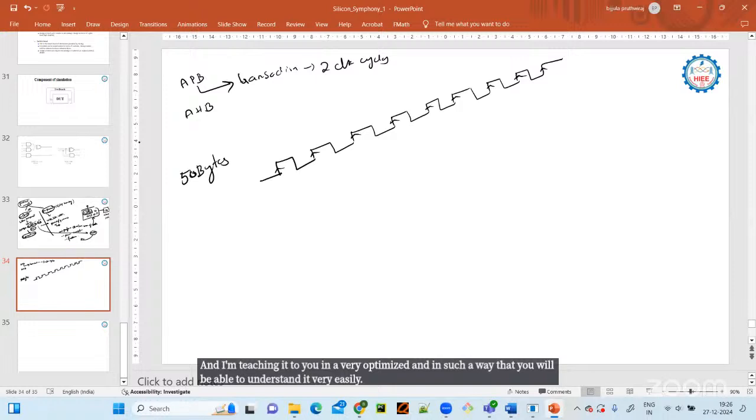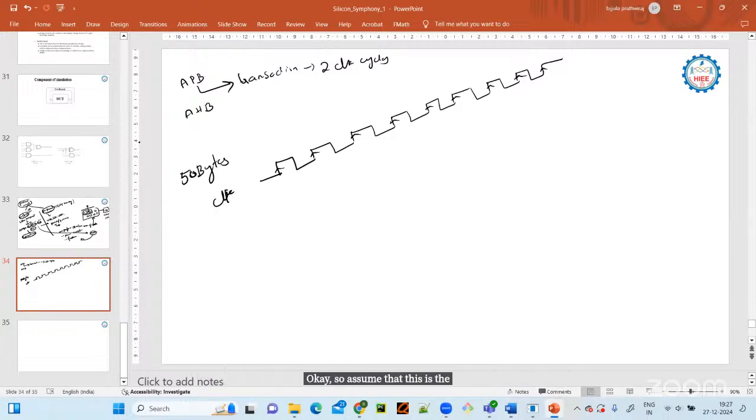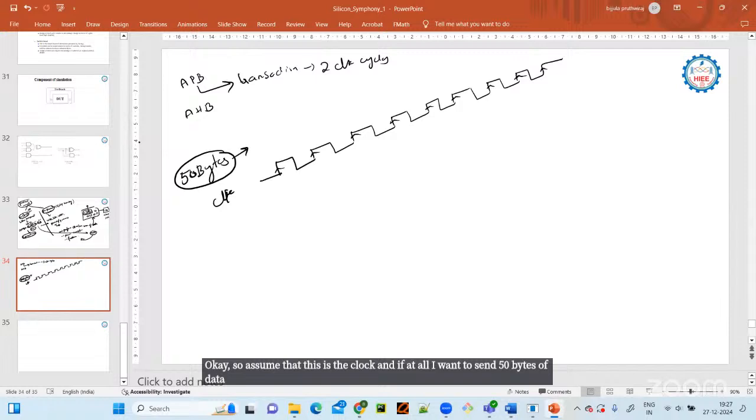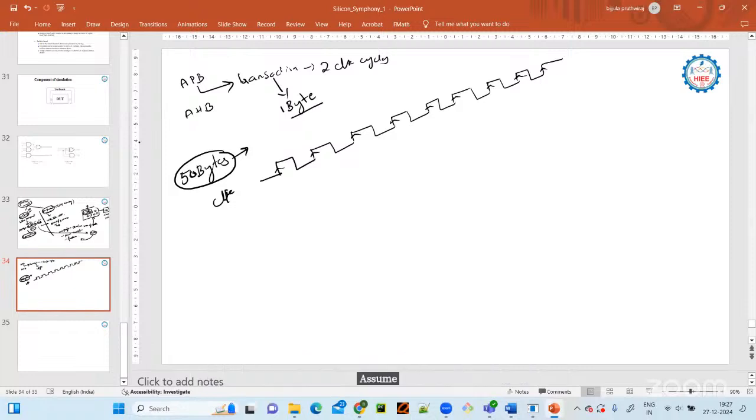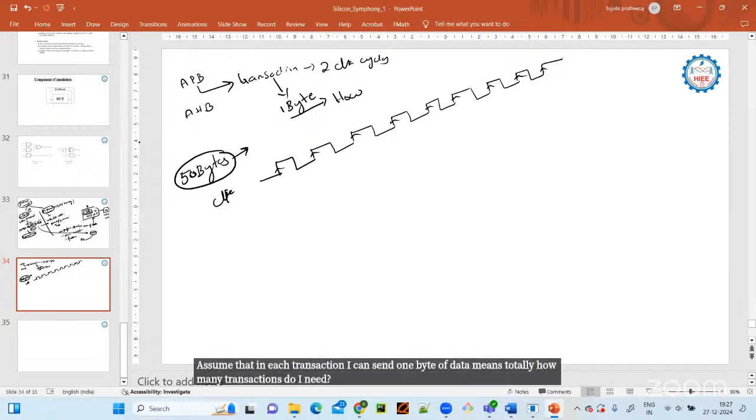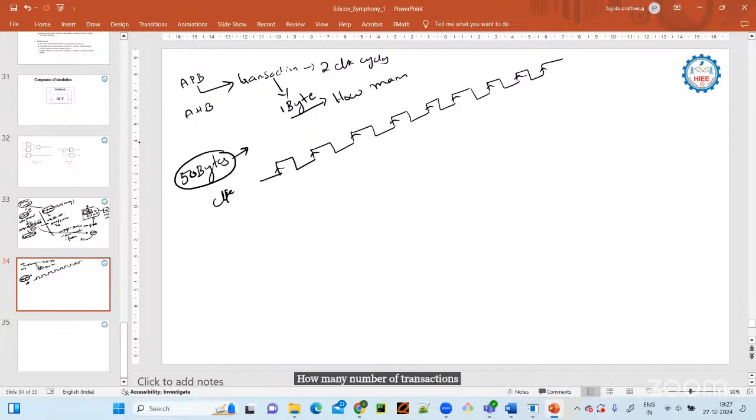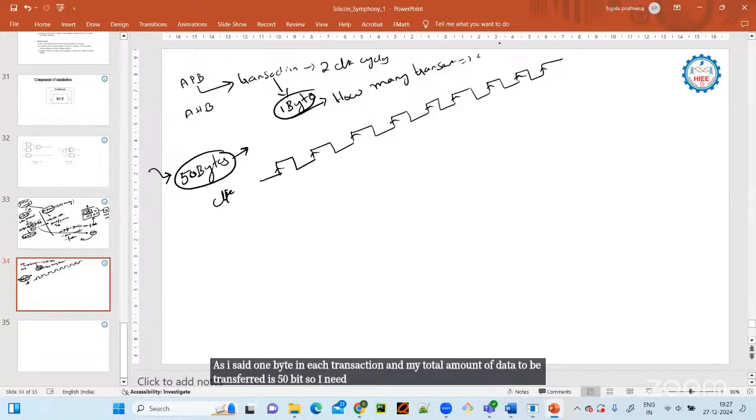Assume that this is the clock, and I want to send 50 bytes of data. Assume that in each transaction I can send 1 byte of data. How many transactions do I need? Can anyone comment? As I send 1 byte in each transaction and my total data to be transferred is 50 bytes, I need 50 transactions.